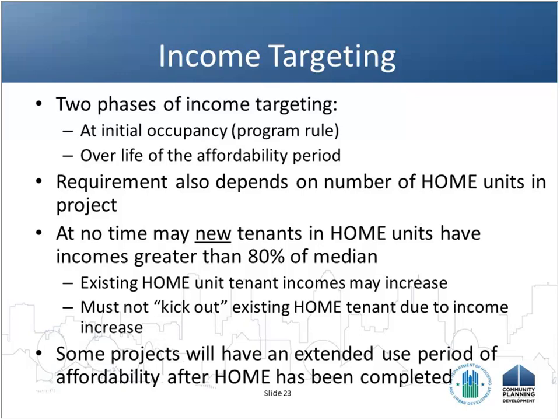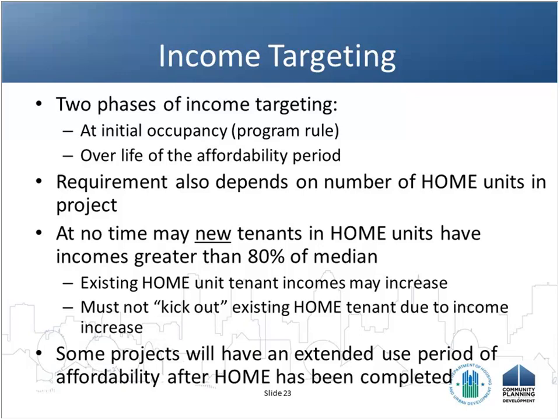We're never going to say, oh, sorry, you are now over 80% income, or you're over the 50% requirement for Low HOME, and require those folks to move. We never are going to do that, but we are going to be taking some actions on adjusting rents, and we may be adjusting the designation of that particular unit. And we're going to be talking about that throughout this training.